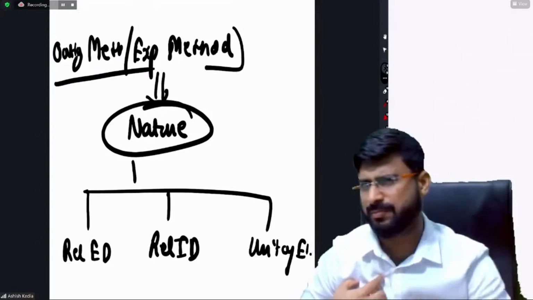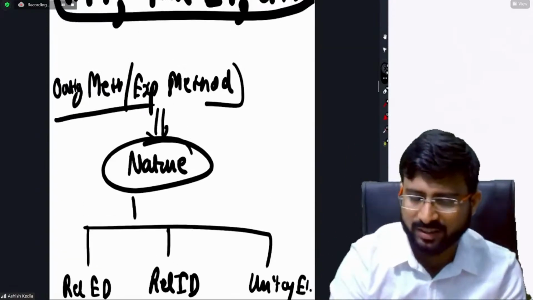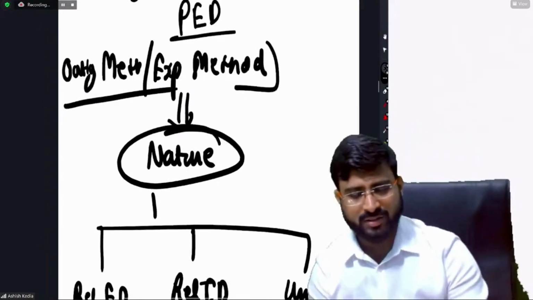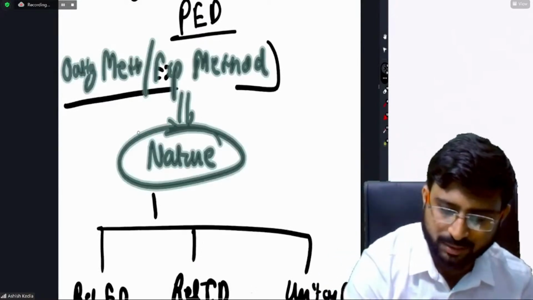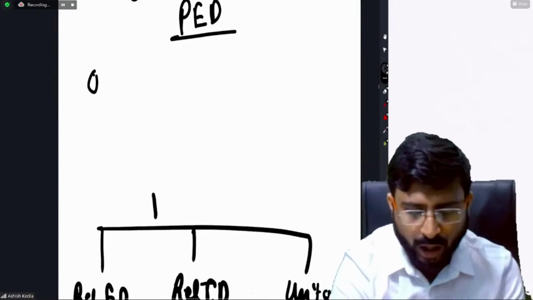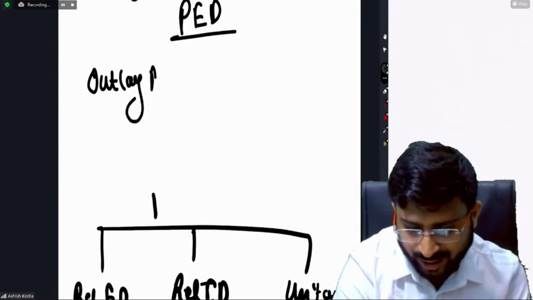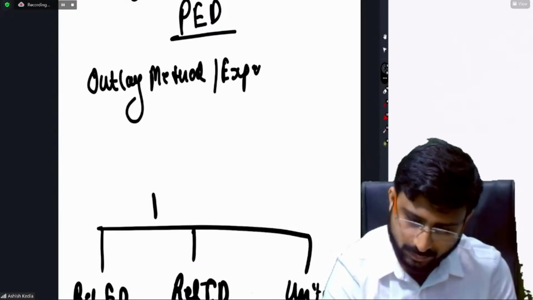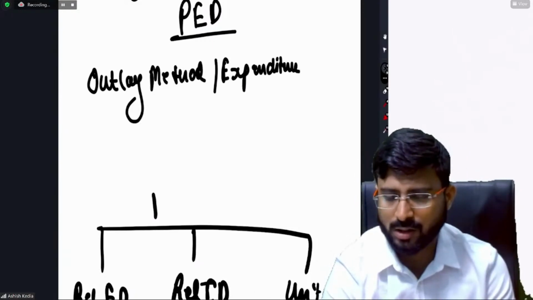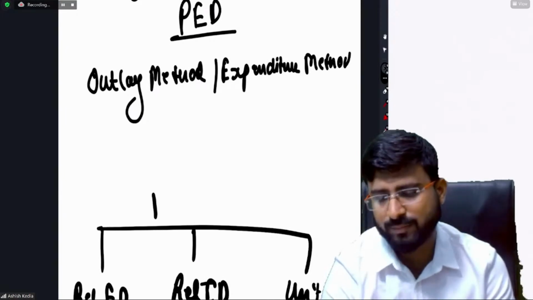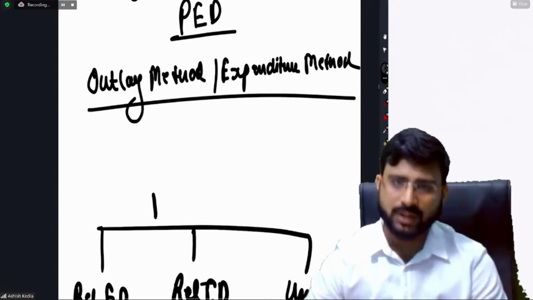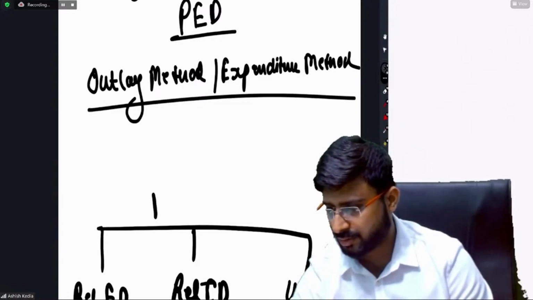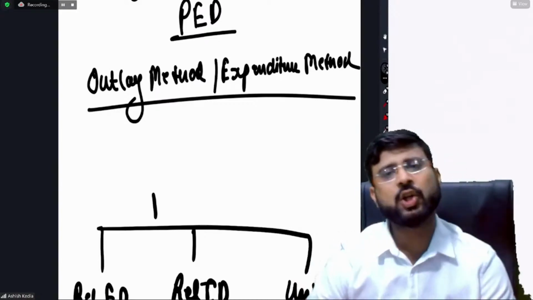Now we move to one of the last methods to calculate price elasticity of demand. What is that method called, everybody? It is called the outlay method, or in a rather simpler manner, the expenditure method. Outlay method or expenditure method.